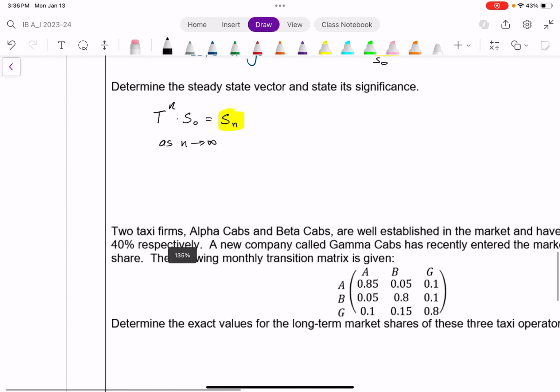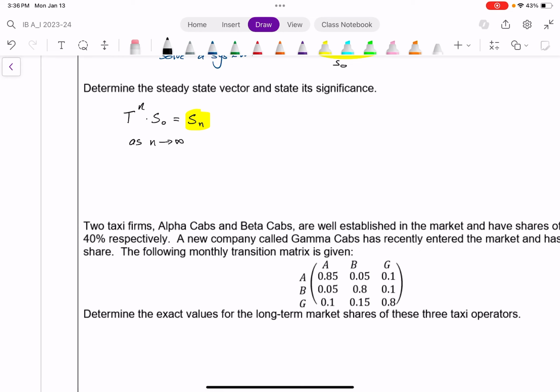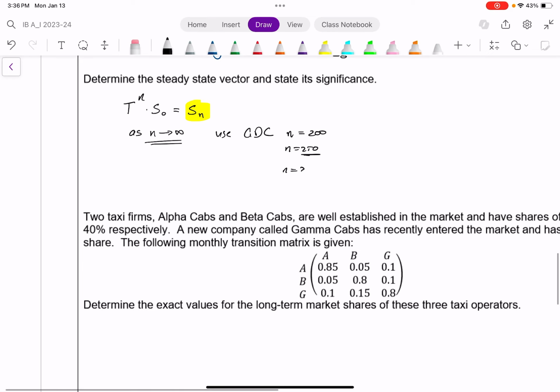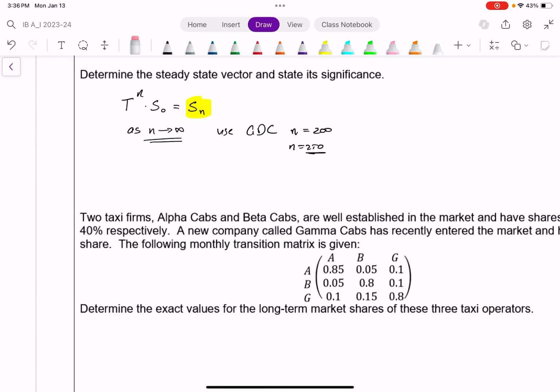And so if I just do this and use your GDC, now, there's only so big you can make it. For example, in my GDC, you can make n equal 200, make n equal 250. I think that's about as big. I can't get much bigger than that. If you try to make n equal 300, I think your calculator gets mad at you. But you notice as you put really large values into n, you start to see the same values over and over again.